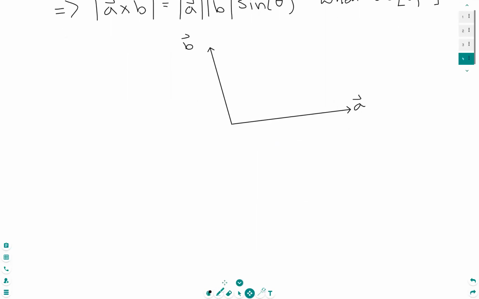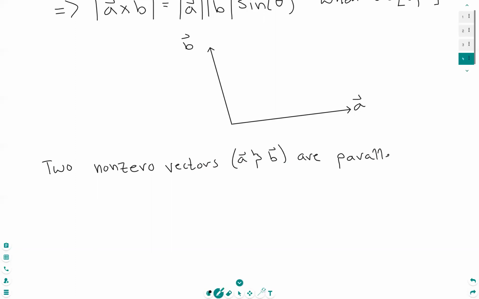So now that we've talked about the right hand rule, let's talk about some more properties that this cross product has. Two non-zero vectors that we'll call A and B are parallel if and only if A crossed with B is equal to the zero vector.